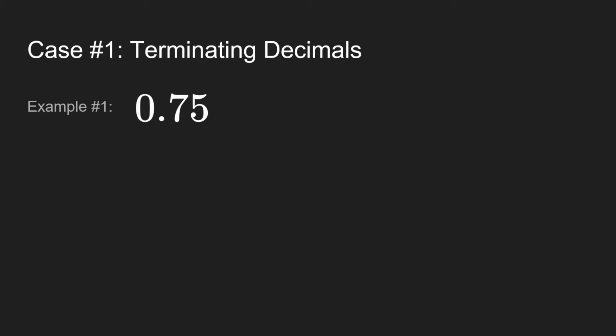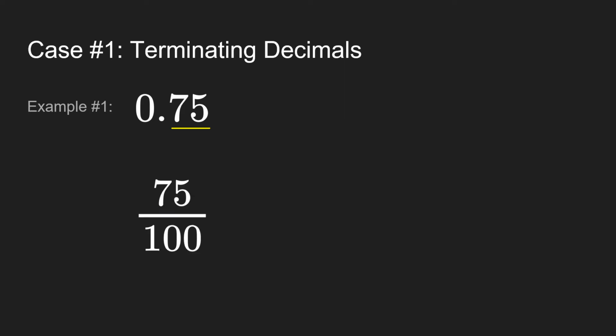Our first example is 0.75. To convert this to a fraction, we need a numerator and a denominator. Since 0.75 is smaller than 1, we know that the numerator will be smaller than our denominator. Our numerator is everything to the right of the decimal point, so both the 7 and the 5 digits. Now we need to figure out what we need to make our denominator. Since the last decimal place is in the hundredths column, this means we make 100 our denominator.